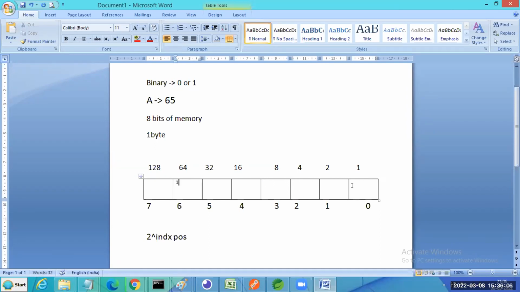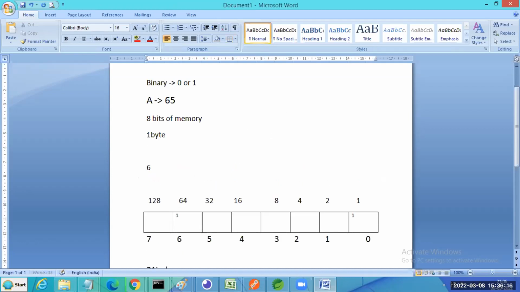So tell me, when I write 1 here and 1 here, how much is it total? Rest all is 0, I'm not writing 0. 65. Okay, nice. So this will sum up to 65. 65 means what in ASCII? Capital A.